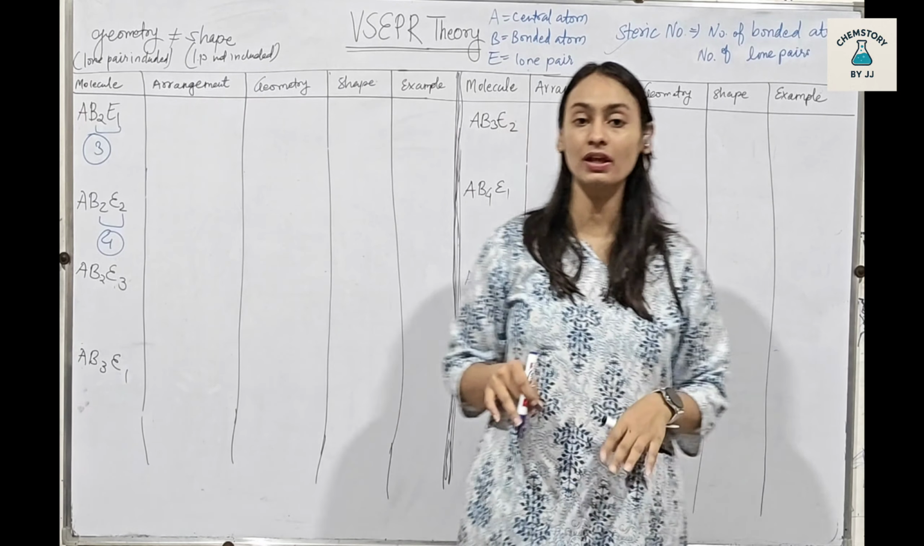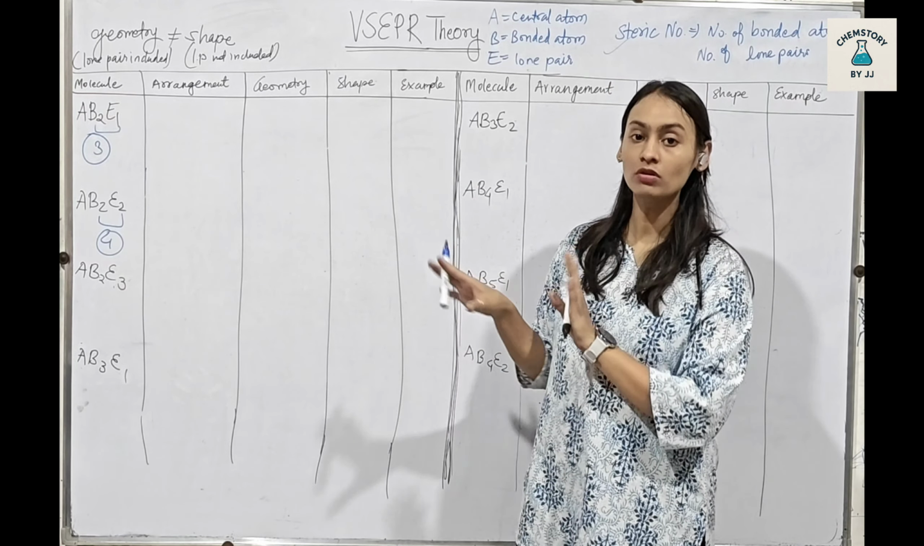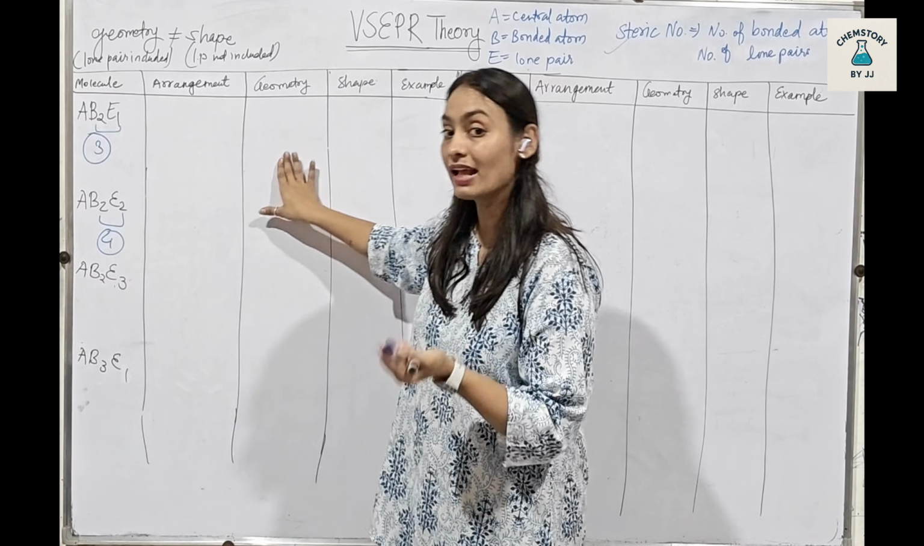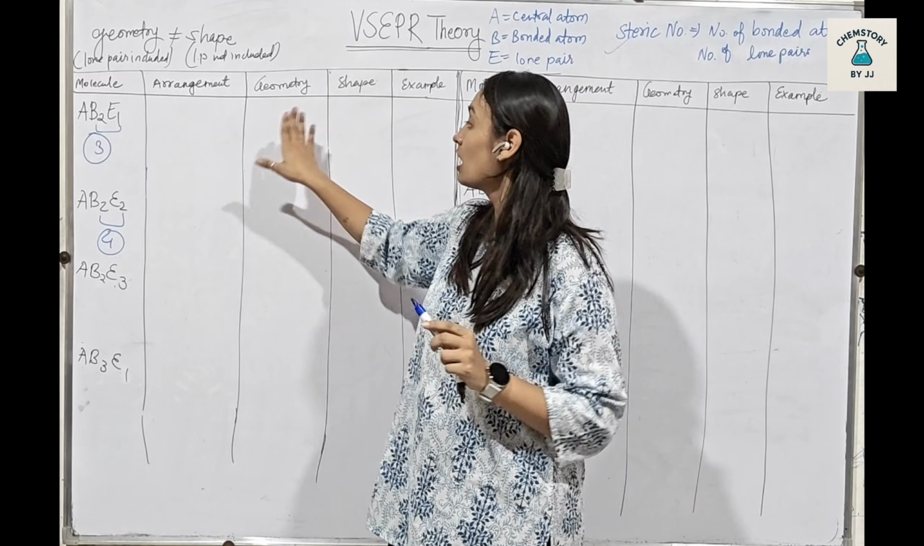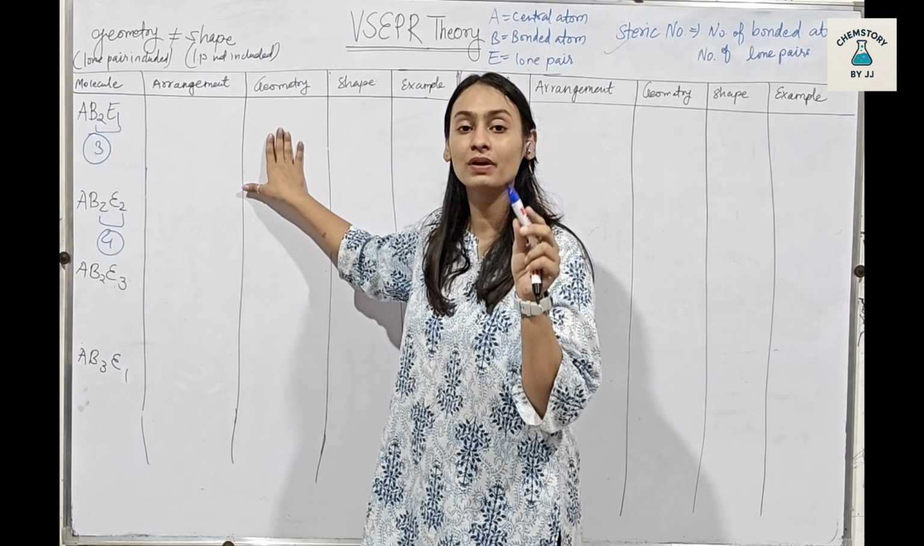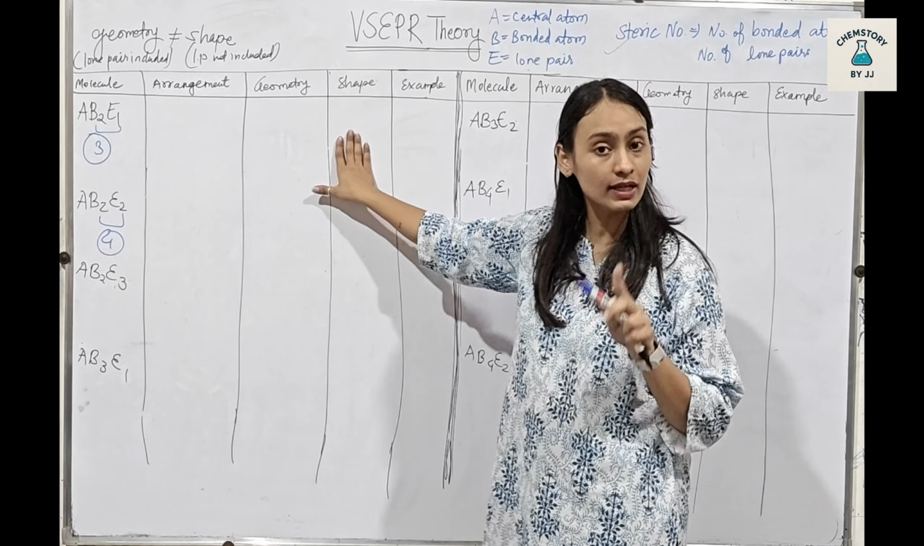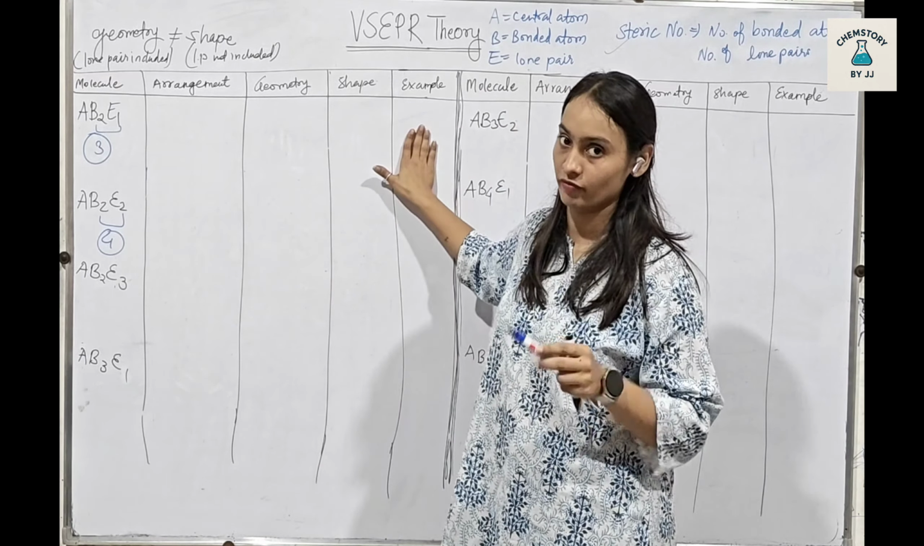Now, let's jump to the topic. We are going to know the molecule type, the arrangement for it, the geometry and shape. Remember what we have discussed? Geometry is when the lone pair is included in the structure, and shape is when the lone pair is not included. And we are going to do the examples.